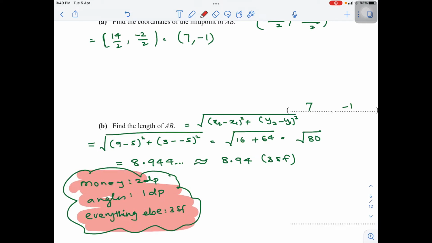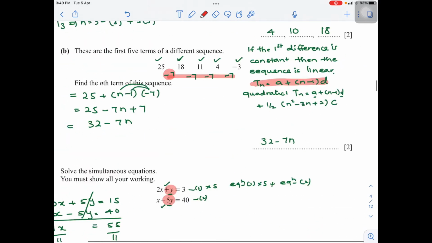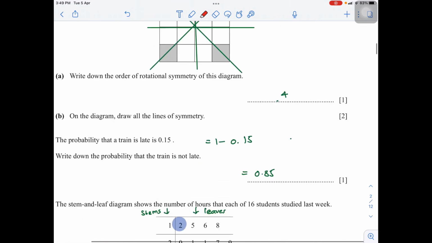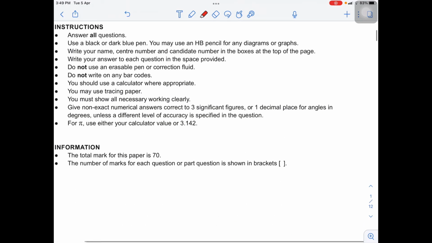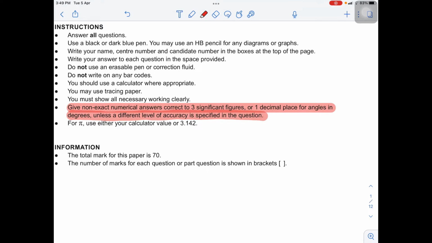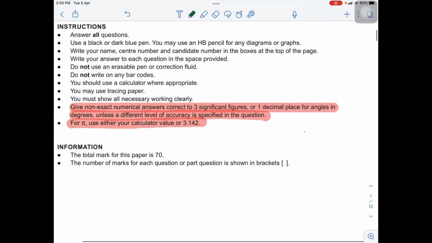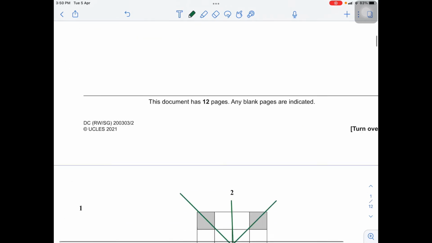That's extremely important. You can see on the first page of your paper the instructions are given, but the problem is we never read instructions. Here: give non-exact numerical answers to 3 significant figures or 1 decimal place for angles in degrees unless different level of accuracy is specified in the question. For pi, use either your calculator value or 3.142. You always use pi. There is a pi button in your calculator. Always use pi button.